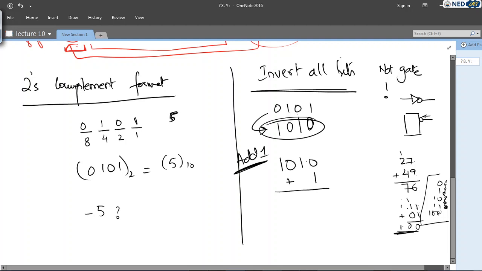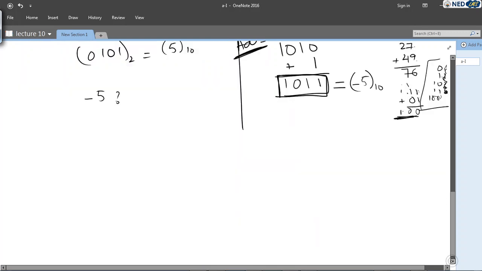So if we just add this number, 1 plus 0 is 1, and we get 1011. This number is equal to minus 5 in decimal. How did we get minus 5 over here? Let's see.